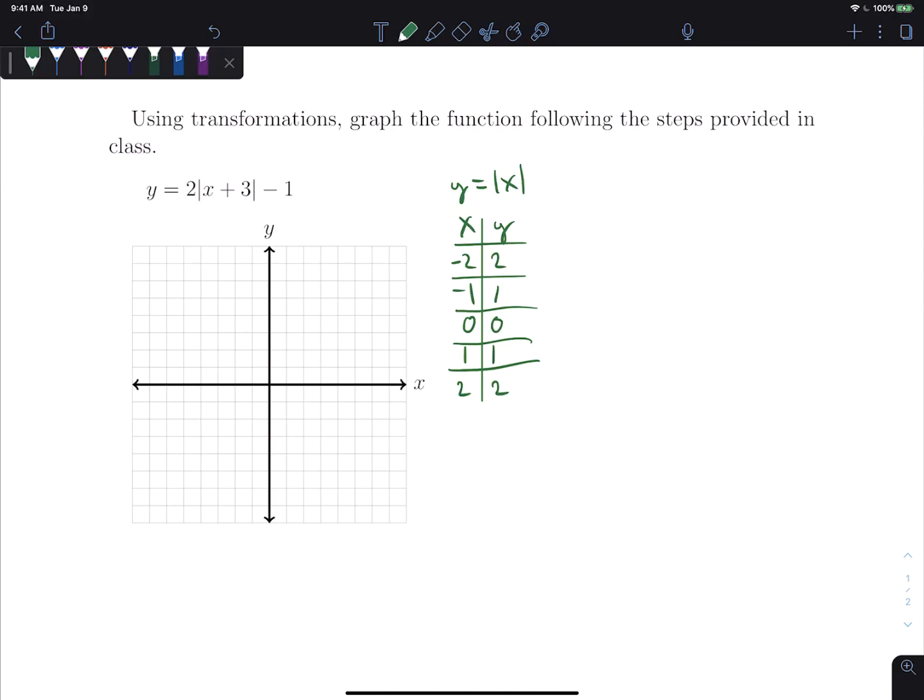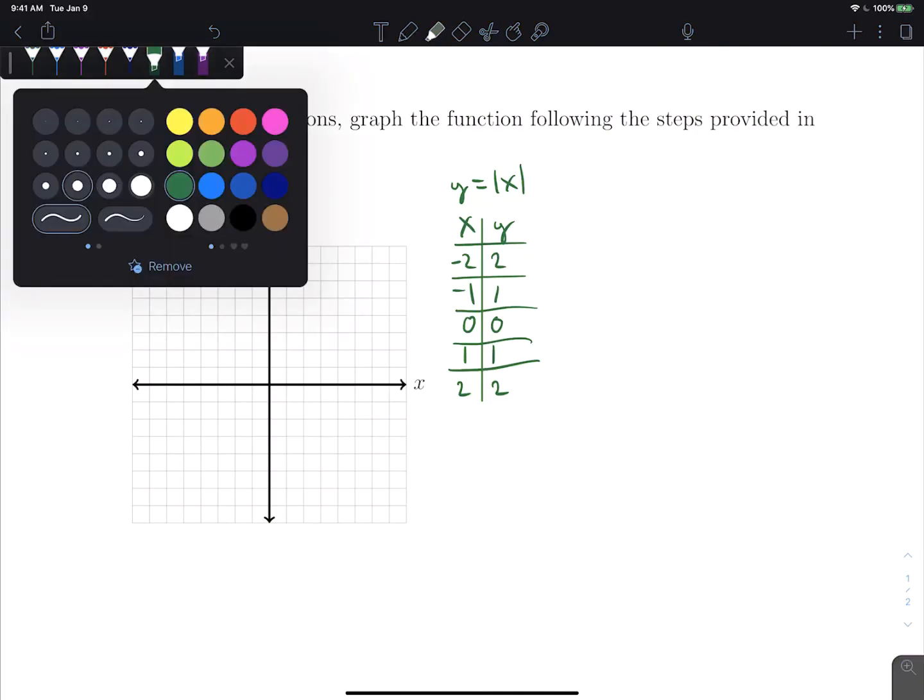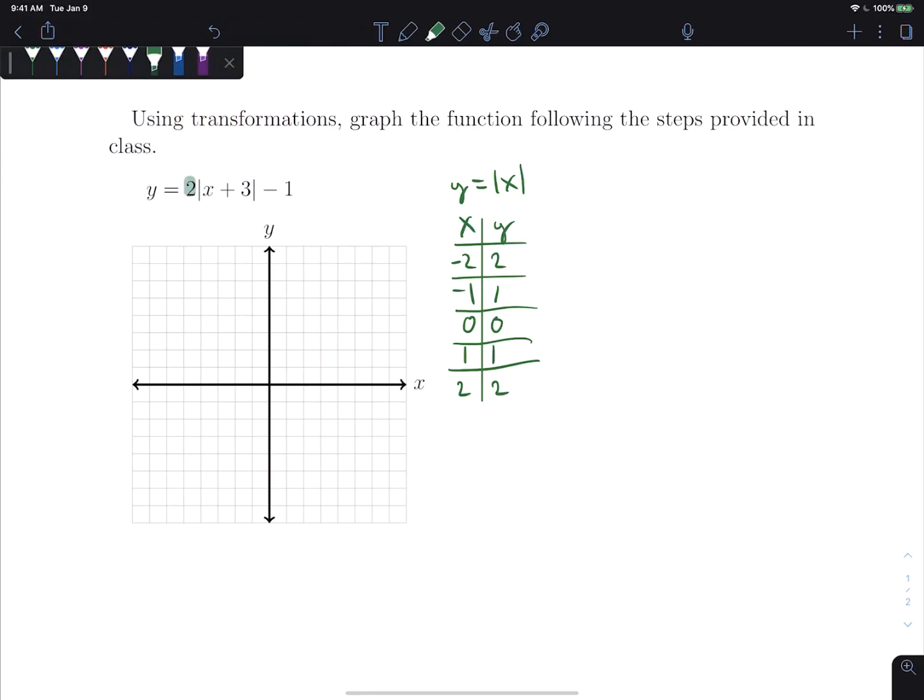Now what I want to do is identify the transformations. The first transformation I'm going to look at is the 2 here. Now, this 2 is outside of the absolute value. And I'm always going to be working left to right here. So that 2 is outside the absolute value, so that is going to be a vertical stretch by a factor of 2.